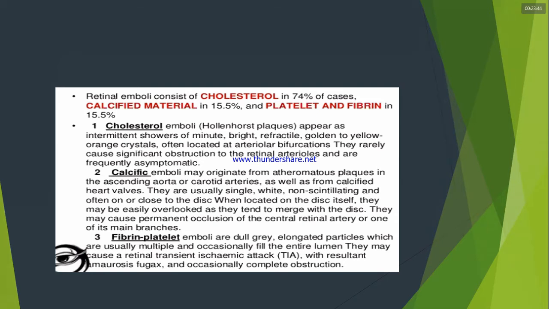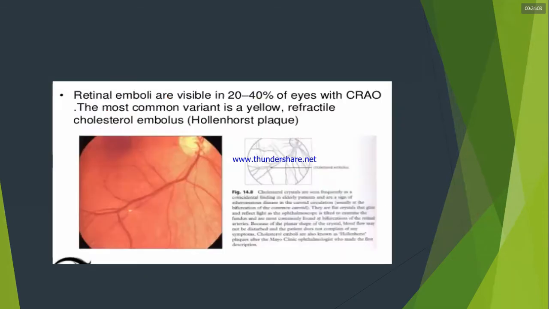The cholesterol emboli, called Hollenhorst plaques, appear as intermittent showers of minute, bright, refractile, golden to yellow-orange crystals, often located at the arterial bifurcations. They rarely cause significant obstruction in the retinal arterioles and are frequently asymptomatic. These are usually seen in the bifurcated areas, like this, or like this, after the first crossing.